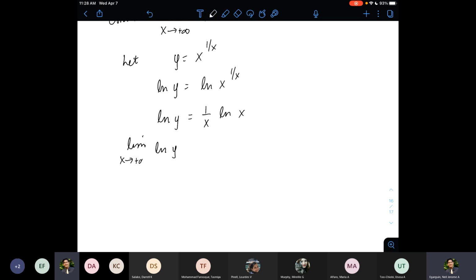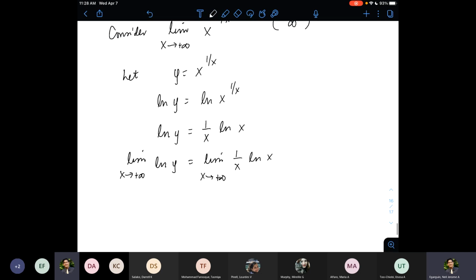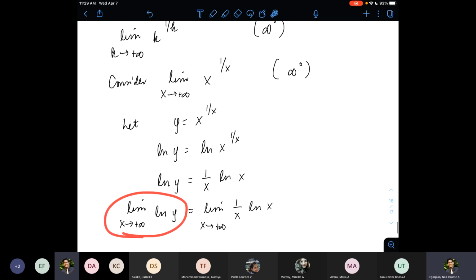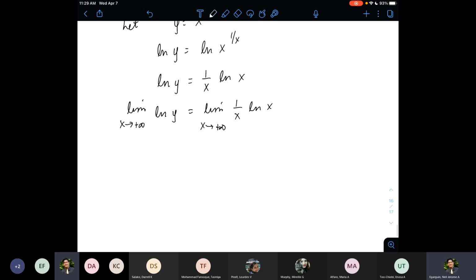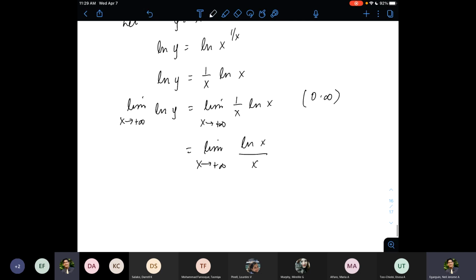So we take the limit of both sides as x approaches infinity. But remember that here we're taking the limit of ln y, but the original problem is to take the limit of y. So there is an extra step to be done after we evaluate this limit, but just keep that in mind. If we evaluate the right-hand side, this would be 0 times infinity, still an indeterminate form. But I can rewrite it as the limit of ln x over x as x approaches infinity.